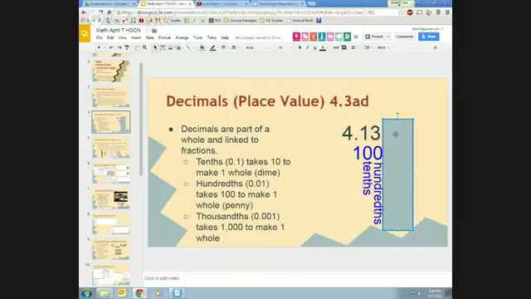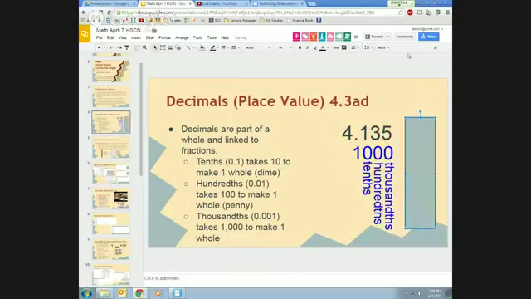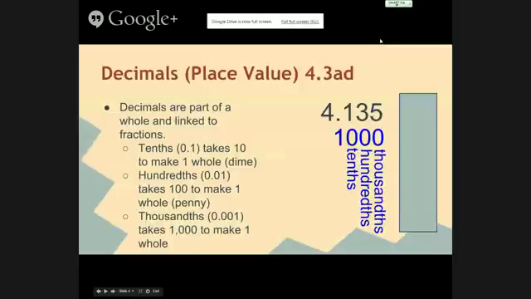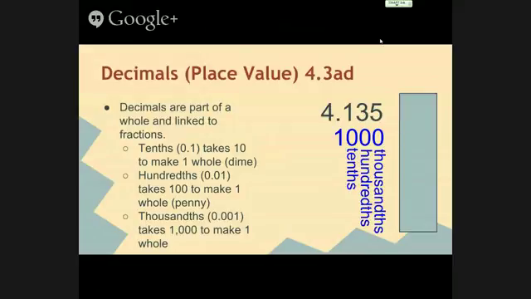And then the final one, which is the trickiest one for them, is when they have 3 digits. So 4.135, they would now have a 1,000 underneath. So it'd be 4 and 135 thousandths.